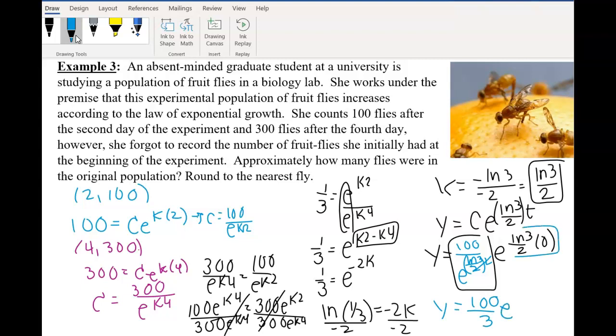e, what do you know about anything times 0? Anything to the 0 power is 1. So then you get 100 divided by 3, which is 33.3333, but it said to round to the nearest whole number. 33 fruit flies became 300 fruit flies in 4 days.